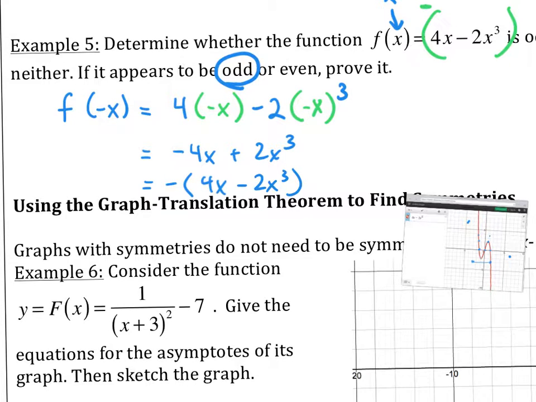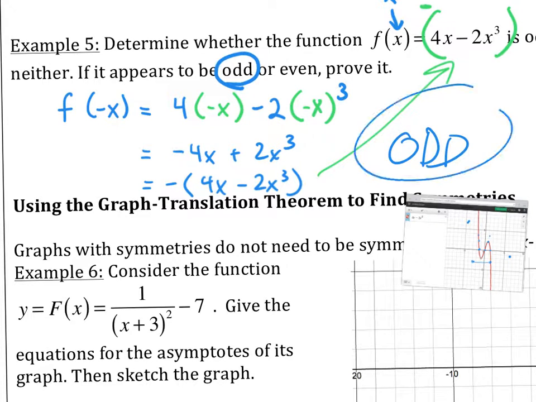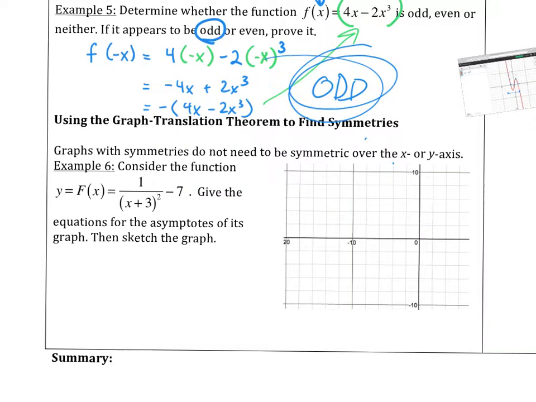And let's see how that compares to the original. Oh, look, the opposite of the original. Here's my original, there's the opposite. So putting in a negative yields me the opposite output. Opposite input yields me opposite output. Therefore, this puppy is odd.